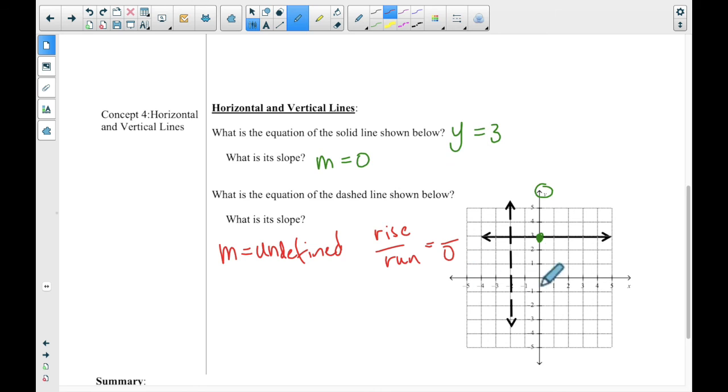The equation, again, we look at where it is hitting, and it's hitting the x-axis this time. And it's hitting that x-axis at -2, so the equation is x equals -2.